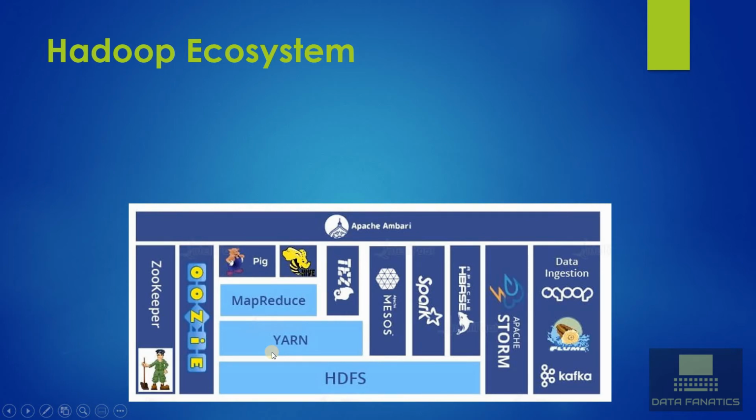So let's see and discuss this ecosystem in detail. First comes the HDFS. Now this is at the base. This is where all the files are stored. It's called Hadoop Distributed File System. As you can see by the name, it's a file system where all the files are saved.